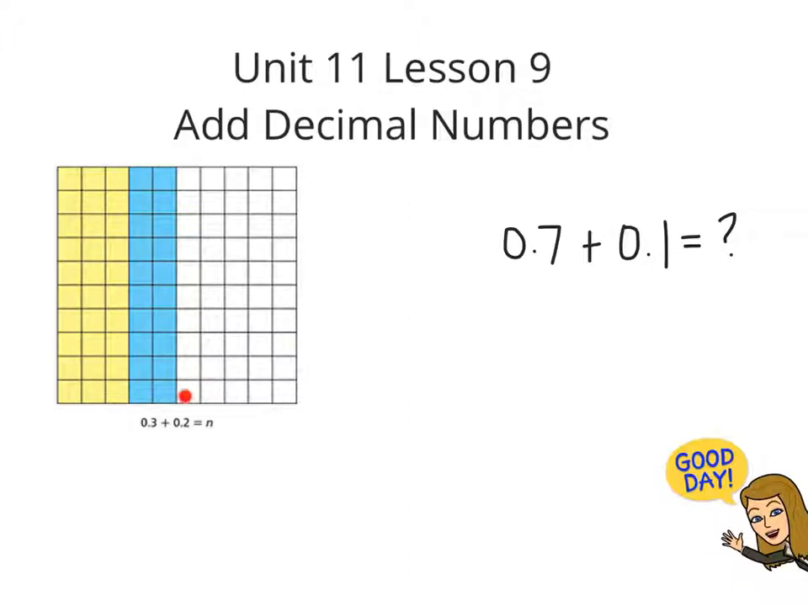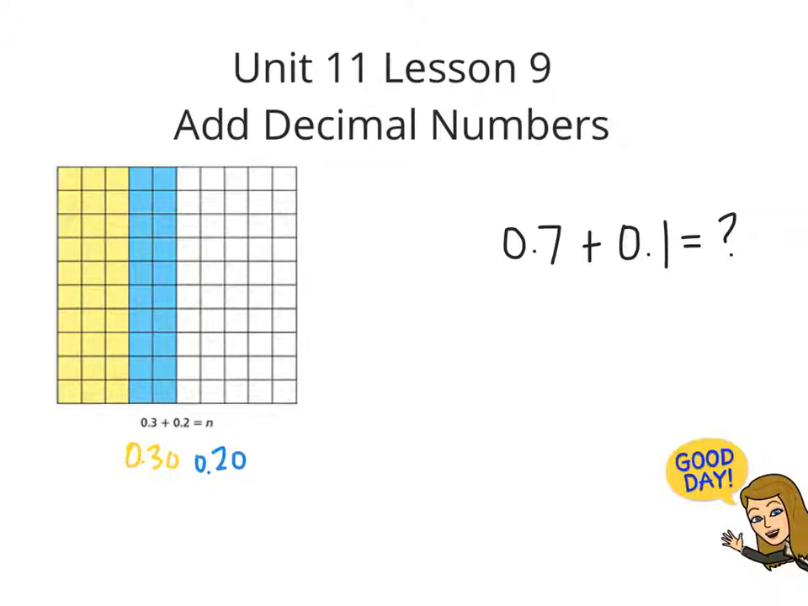Off to the left here, you see that I have a grid model which shows the hundredths, and also when broken down into columns of 10, it can show the decimal tenths as well. So what you see here is 3/10 or 30 hundredths represented in yellow. We also have 2/10 or 20 hundredths represented in blue.